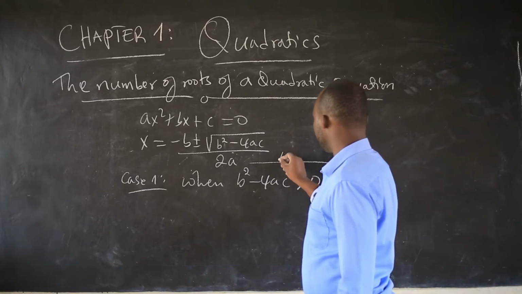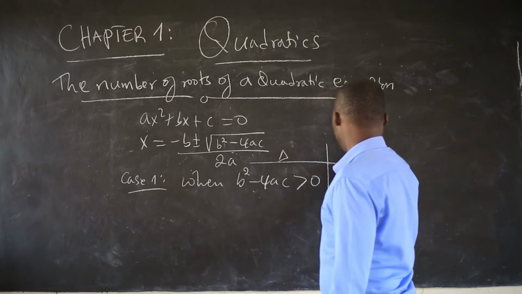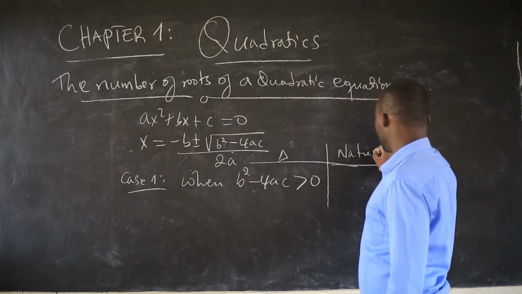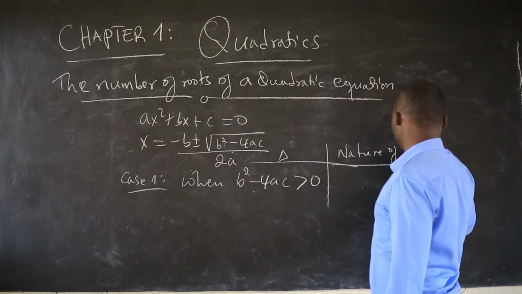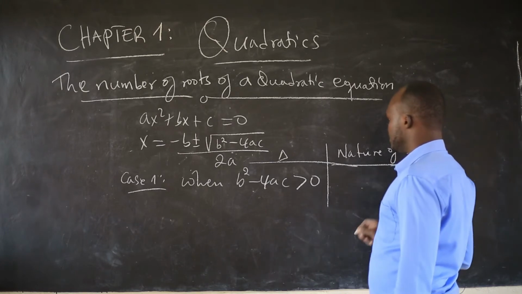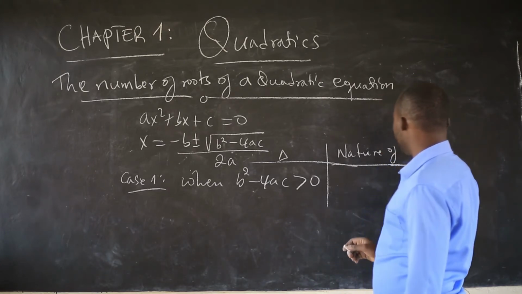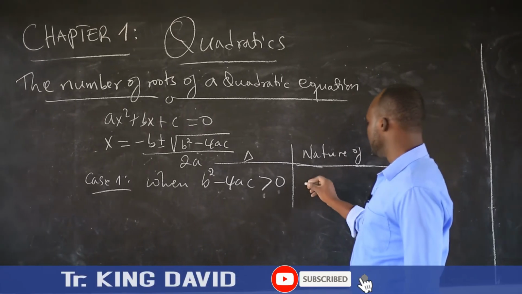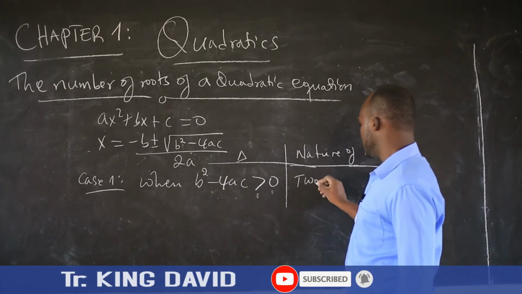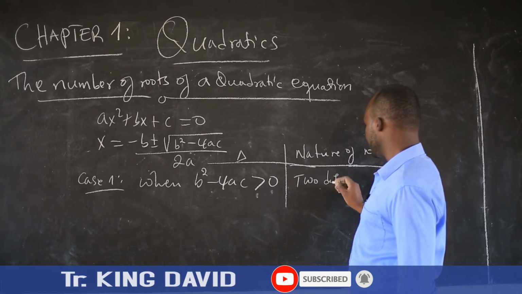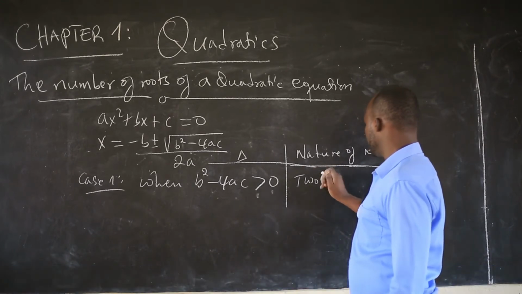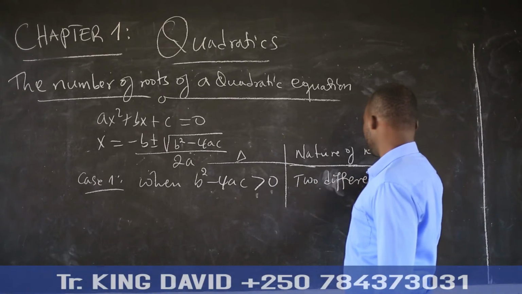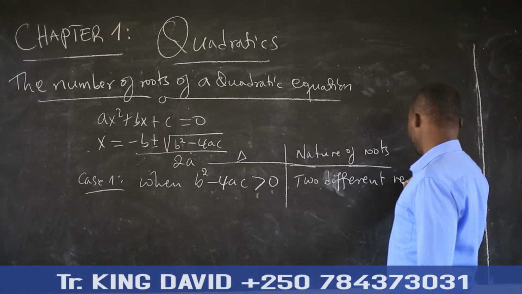Let me say this is our delta, and the nature of the roots. So now, when b squared minus 4ac is greater than 0, we have two different real roots.